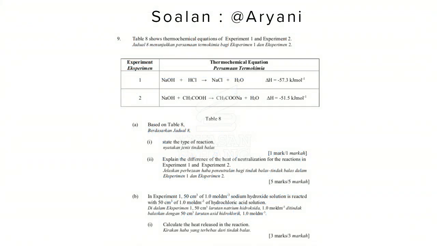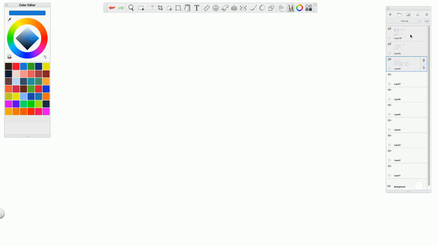In experiment 1, 50 cm³ of sodium hydroxide is reacted with 50 cm³ of hydrochloric acid. Calculate the heat release. All right. So this kind of question, you always do the same thing. So you calculate first the amount of moles. The amount of moles is MV over 1000. So your M, molarity, is 1. So you get 0.05.